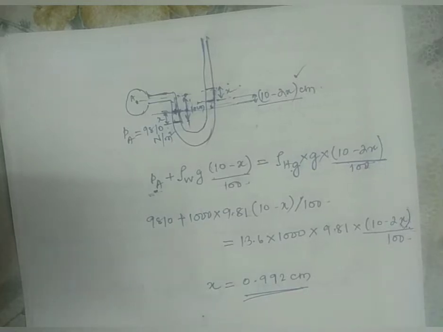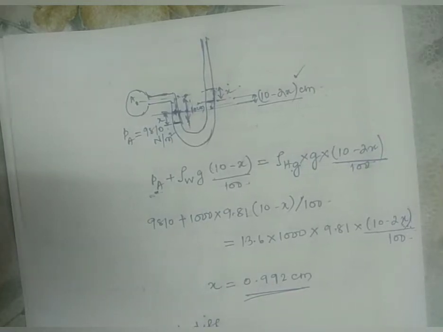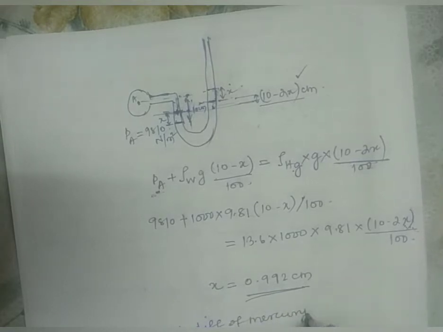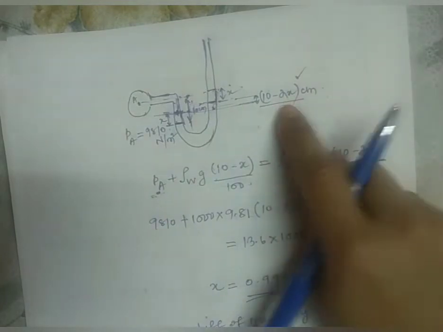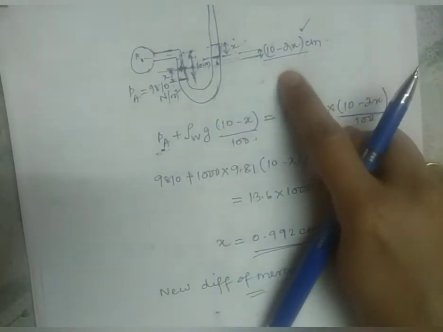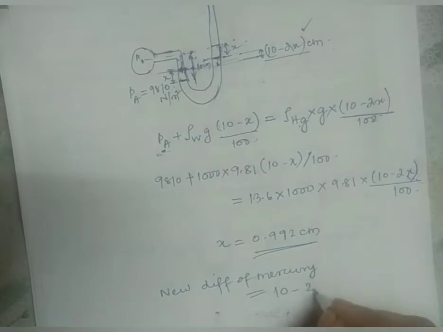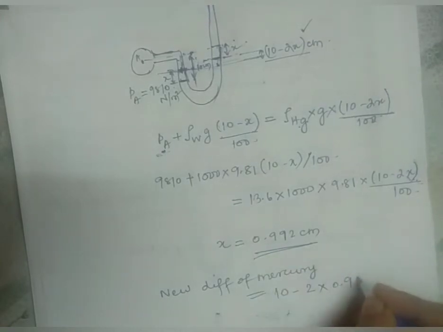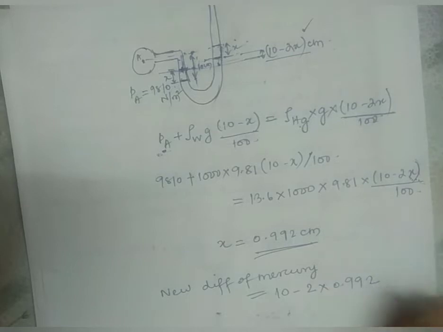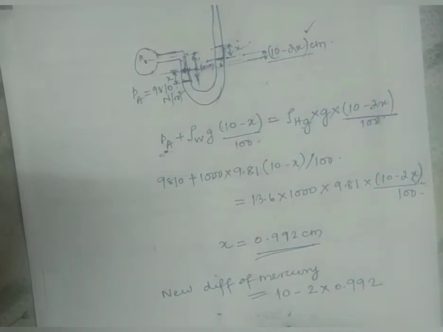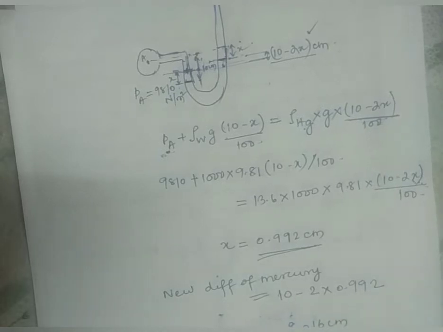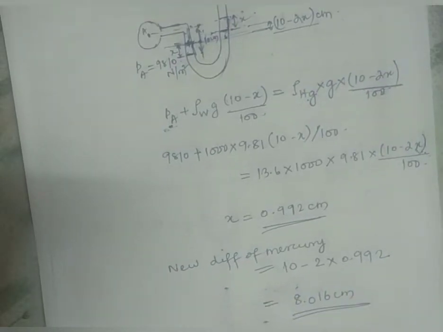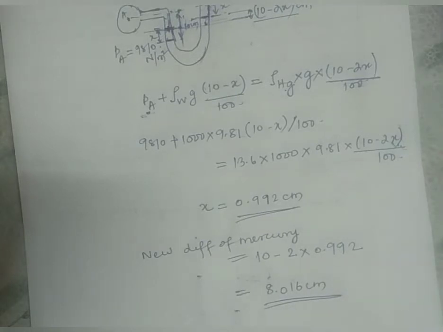And what is the new difference? The new difference of mercury, you know, is 10 minus 2x. So 10 minus 2 into x, where x is 0.992. So it will be somewhat 8.016 centimeters. This is the answer, 8.016 centimeters. I hope this problem is clear to you all.